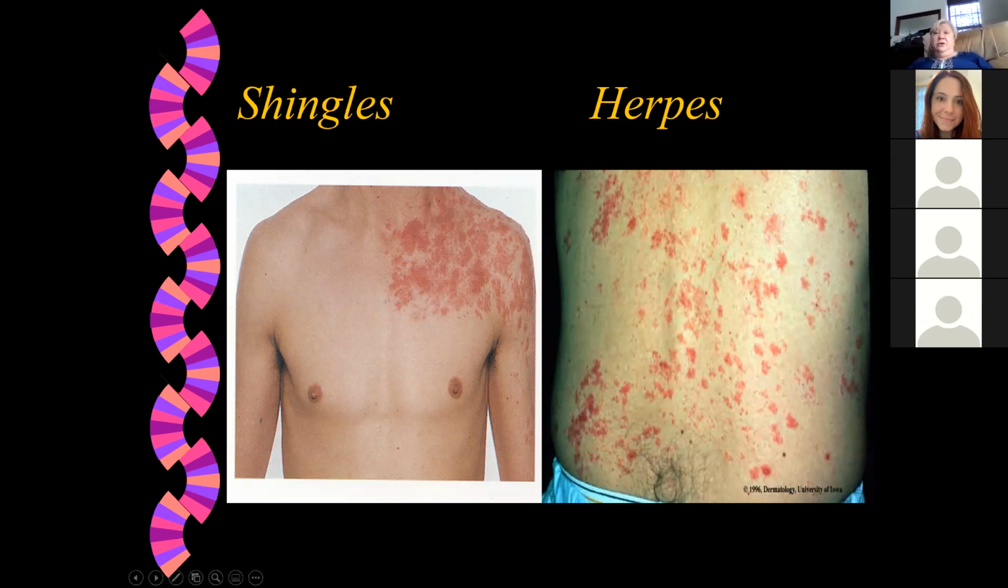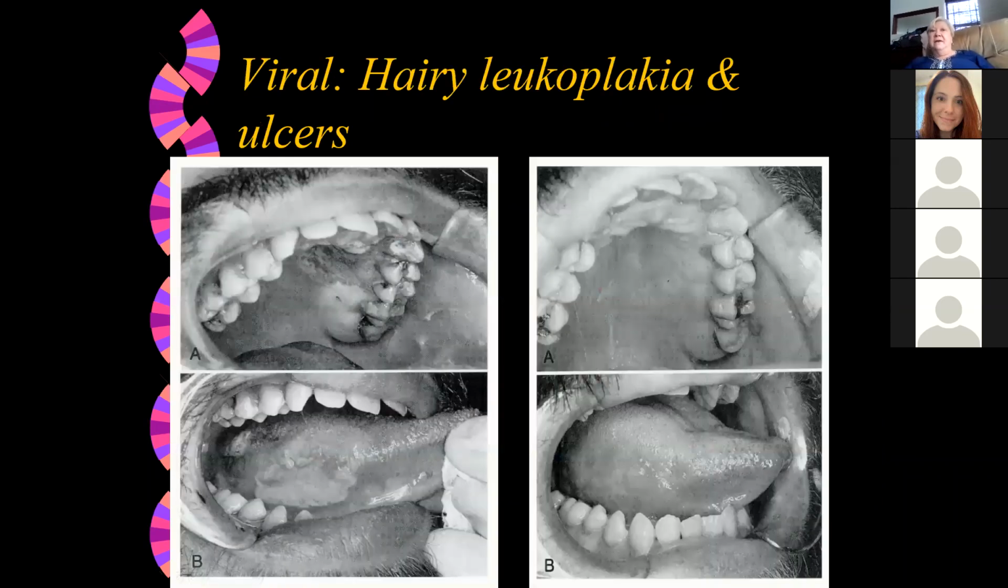Another one is hairy leukoplakia. If you've never seen hairy leukoplakia, it's ulcers around in their mouth. And so here you go. Look at this big old ulcer right here. Look at this big old ulcer behind their front teeth right here.